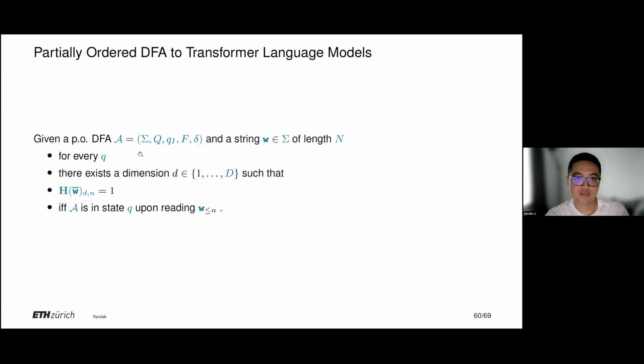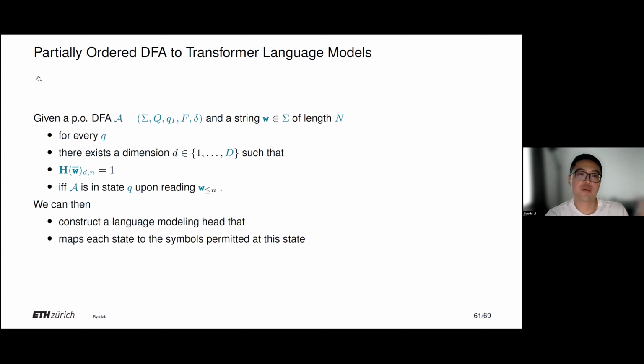And combining this with our previous result that every formula in LTL past can be simulated by transformers, this means we have a dimension for each state in the DFA, and it's one if and only if the transformer is in this state, right? And so we can basically simulate partially ordered DFA with transformer language models rather than just transformer recognizers.